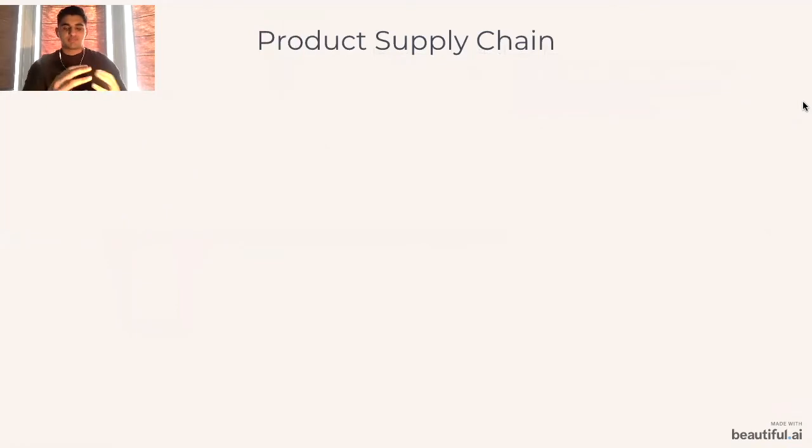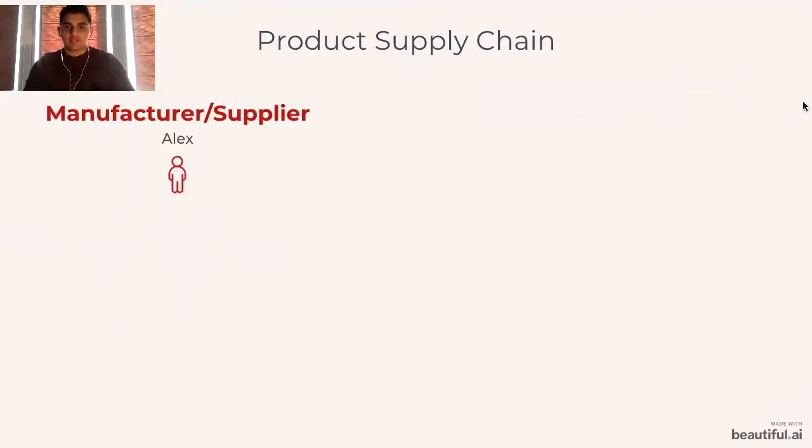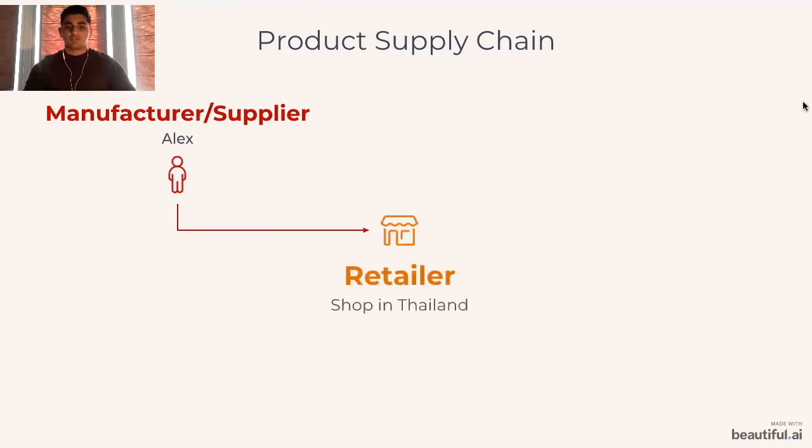Let's look at the product supply chain. Alex will be acting as a manufacturer slash supplier. Normally, he might have another manufacturer giving him the green tea, but we're assuming here that Alex is making the green tea as well as supplying it. He'll then be shipping the products to a retailer in Thailand, which could be any shop, a tea shop in Thailand. And that tea shop will sell their products to consumers in Thailand.